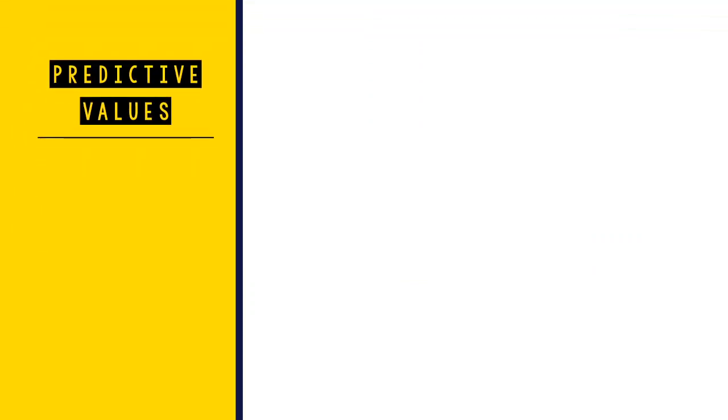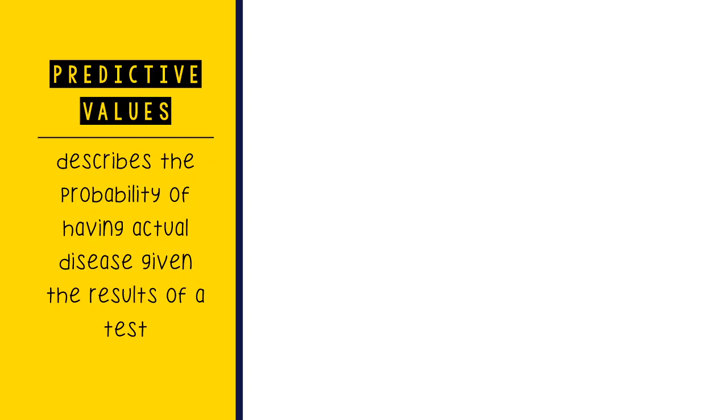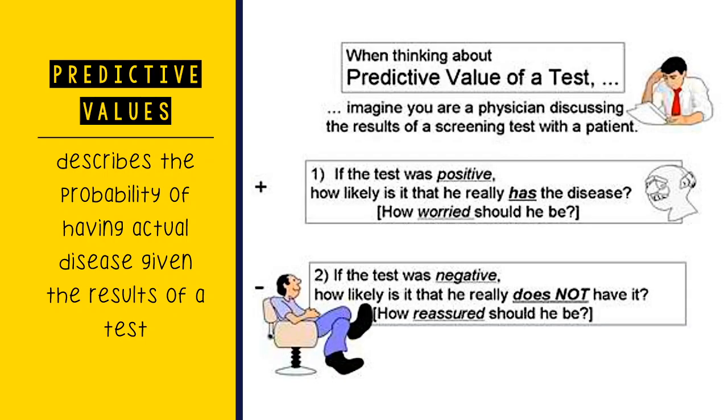So now let's proceed to your predictive values. Predictive value describes the probability of having the actual disease given the result of a test. When thinking about your predictive value, just remember these two important clinical questions. Predictive value is different from sensitivity and specificity. In fact, your sensitivity and specificity cannot actually answer these two questions.